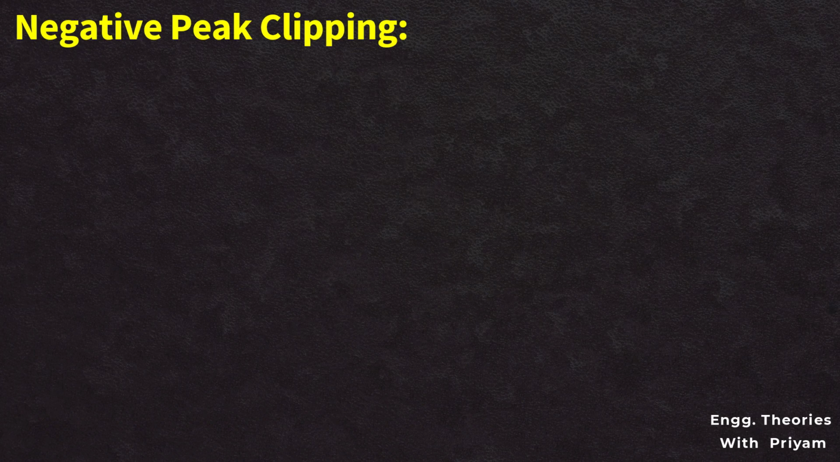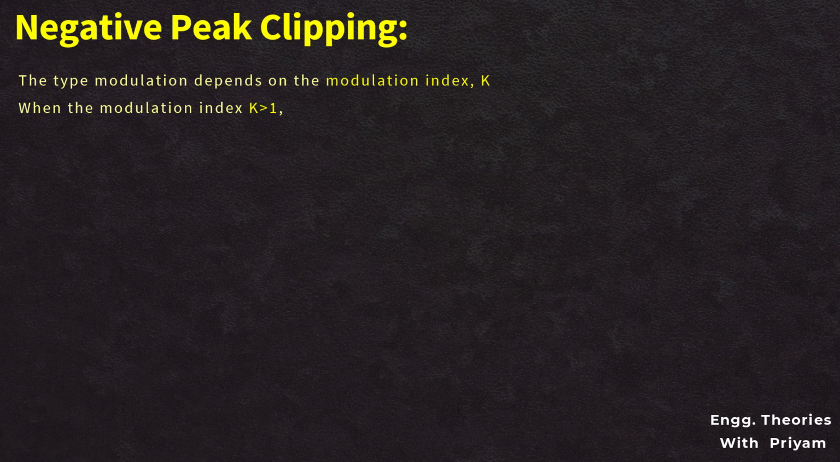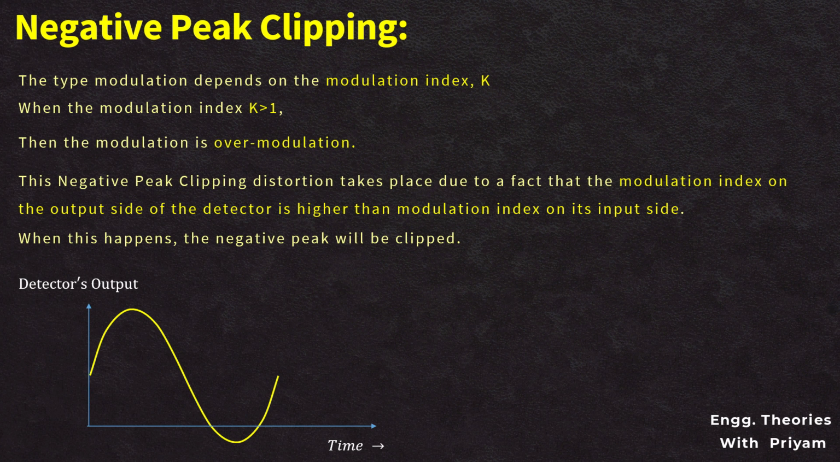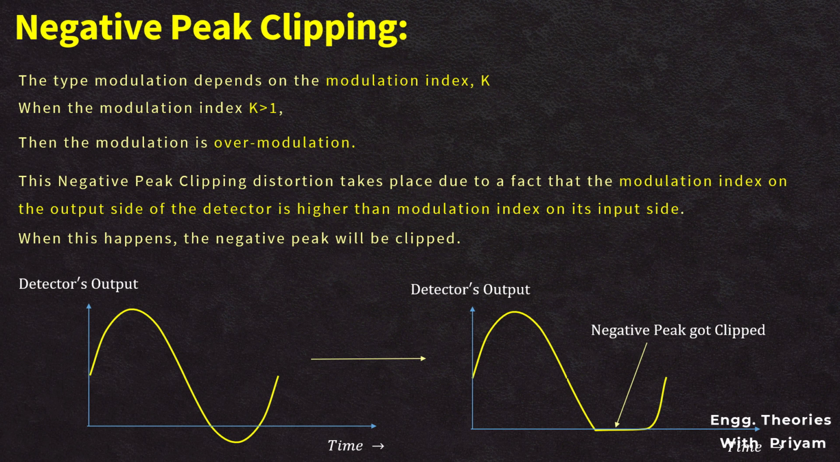Negative peak clipping. This type of distortion depends on the modulation index. When the modulation index K is greater than 1, then the modulation is over-modulation and the signal is said to be over-modulated. Distortion takes place due to the fact that the modulation index on the output side of the detector is higher than the modulation index on the input side. Hence, at a higher depth of modulation of the transmitted signal, this over-modulation may take place at the output of the detector. When this happens, the negative peak will be clipped. Hence, instead of getting the output like this, we will have the output like this.